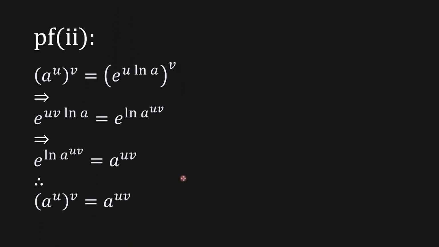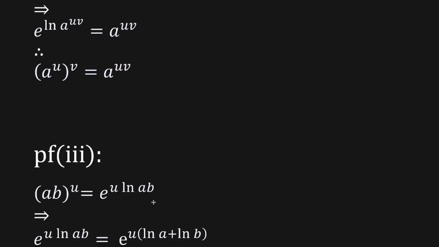Alright. Now the proof of 2. Here we're saying that a to the power of u all raised to the power of v is equal to e to the power of u times ln a all to the power of v. Okay, we're going to multiply the v into the exponent here, and we'll have e to the power of u times v times ln a is equal to e to the ln a all to the power of u times v. Here the ln and e will cancel out, leaving us with just a to the power of u times v. Therefore, a to the power of u all to the power of v is equal to a to the power of u times v.